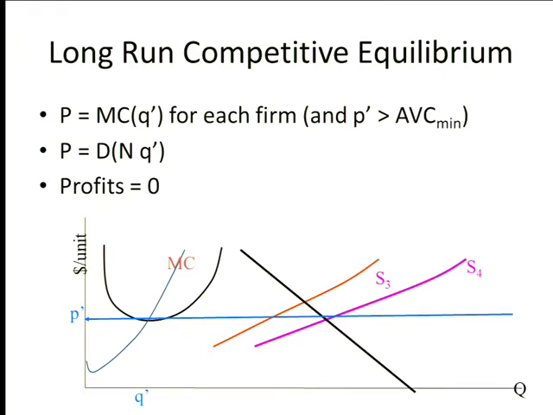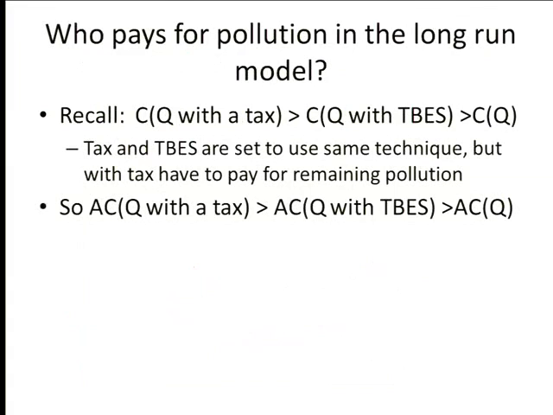And what I do with that, and I don't think I'm running too far behind, so I'll do it. Let's recall that the costs with a tax are more than the costs with a TDS, which are more than the costs without either. Right? We have that. That's something you know. Why? Because you actually have to pay the tax. It's all calibrated. You're doing the same thing. So if the costs are greater, so are the average costs.